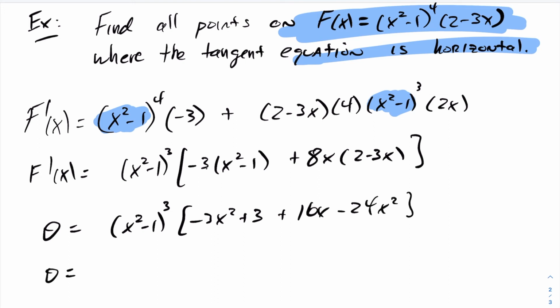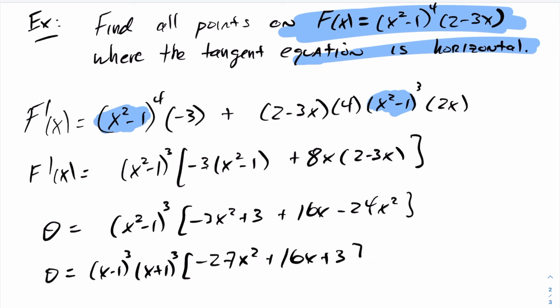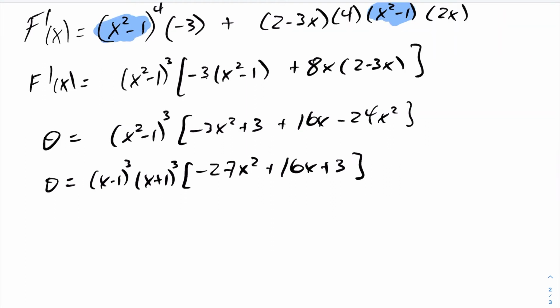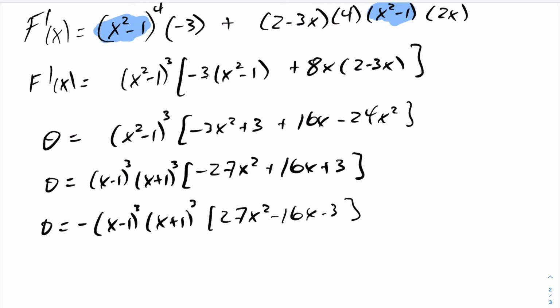And continuing on here, I'm going to apply difference of squares to this expression here. And when we do this here, we get (x minus 1) to the power of 3 times (x plus 1) to the power of 3. And collecting up like terms here, we get minus 27x squared plus 16x plus 3. Continuing on again here, I'm going to factor out that minus sign. We get (x minus 1) cubed times (x plus 1) cubed times (27x squared minus 16x minus 3).